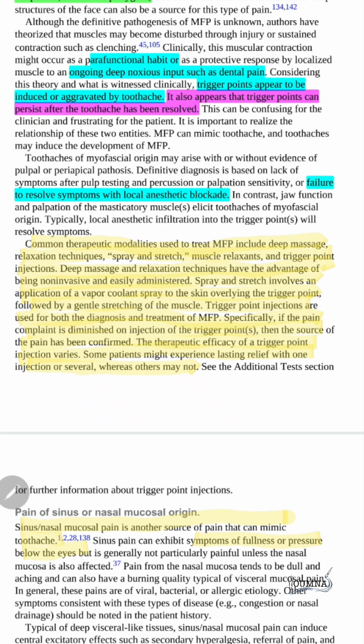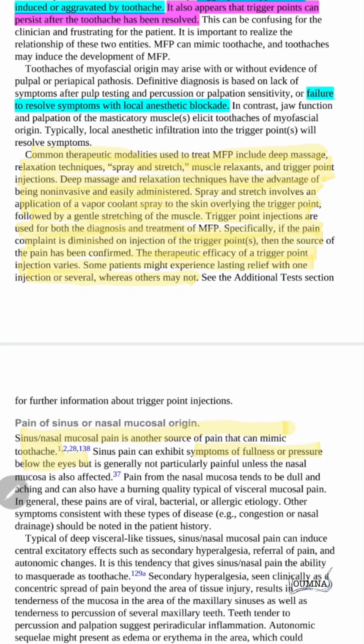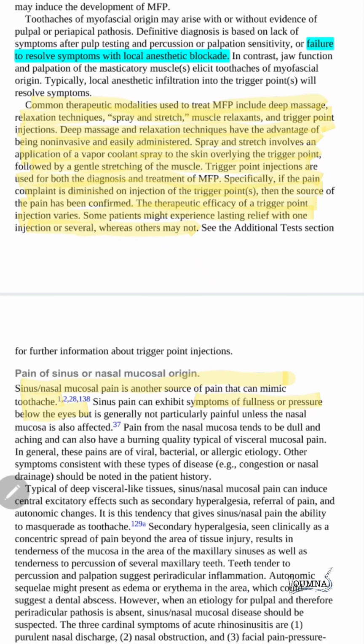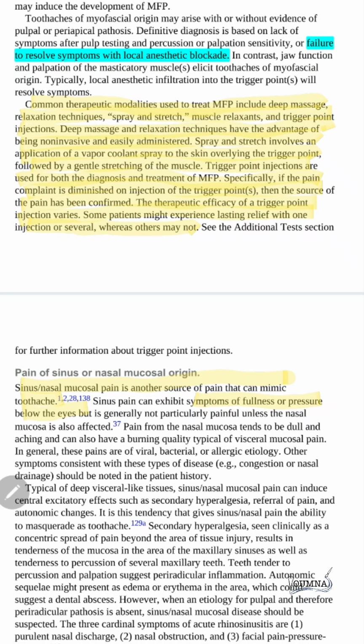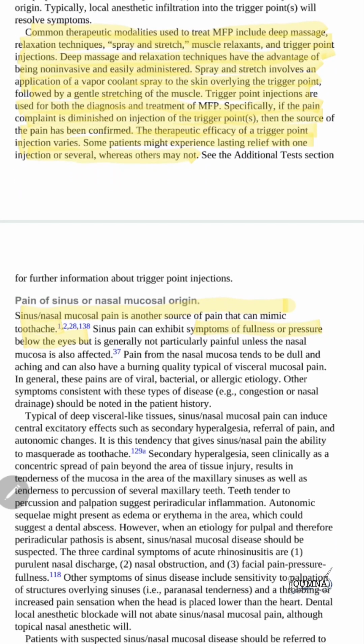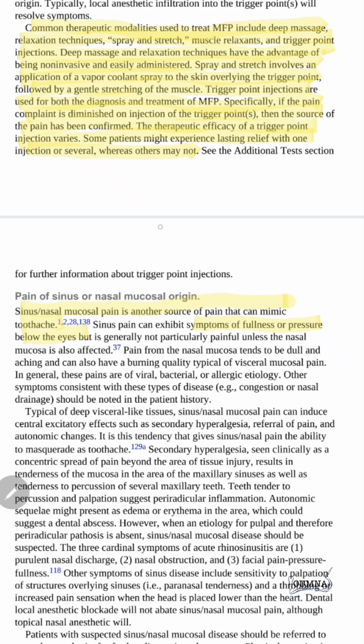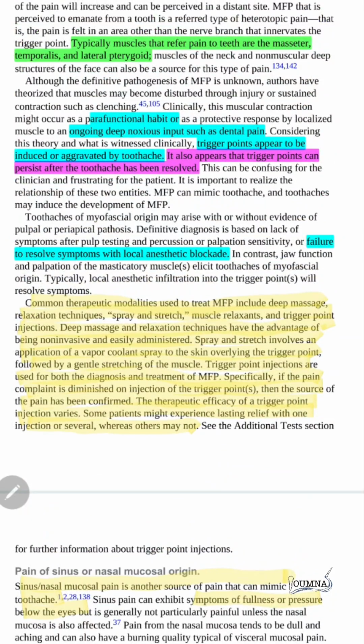So what do we do? We have the spray and stretch mechanism for muscle relaxation, and we have the trigger point injections that we spoke about before, which are used for both the diagnosis and the treatment. Here they are saying that the efficiency of the trigger point injection varies. Some patients might experience lasting relief with one injection or several, whereas others may not. So it is a variable experience.